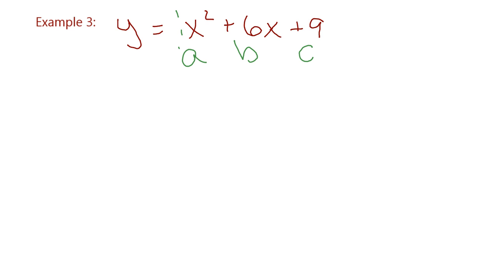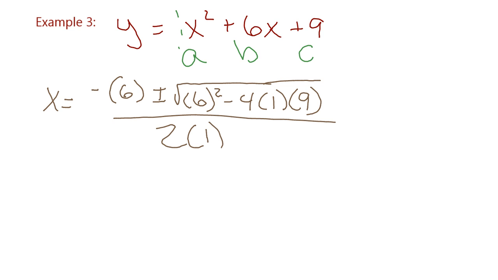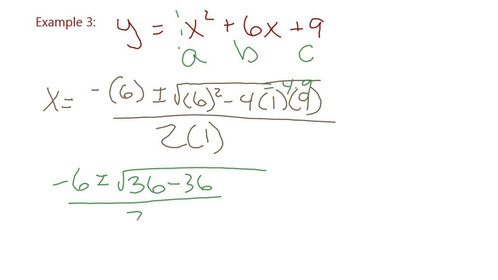So we have our quadratic formula of x equals negative b, which is 6, plus or minus the square root of b squared minus 4ac, and all of that is over 2 times a, which is 1. So now we go ahead and we solve this. So negative times positive is a negative 6, plus or minus inside 6 squared is 36. And then we're going to go negative 4 times 1, which is negative 4 times 9. So negative 4 times 9 is a negative 36. All of that over 2.